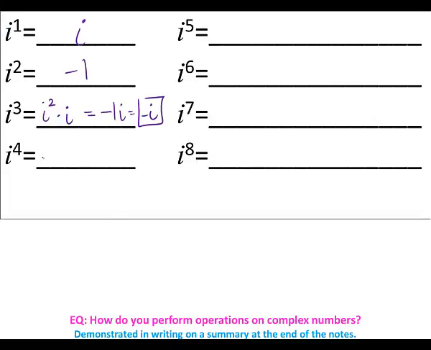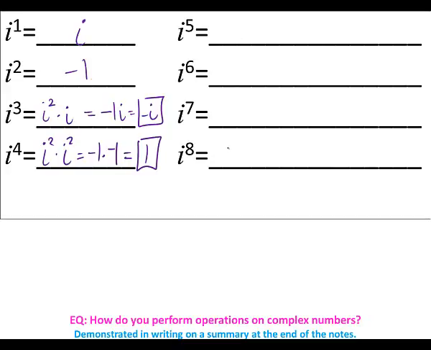Okay, let's think about I to the fourth. How could I split up I to the fourth? I squared times I squared. That works. I could do I cubed times I, either one. What is I squared? What can we sub in for it? -1 times -1, and we're going to get what? 1. Okay, now let's look at this pattern.